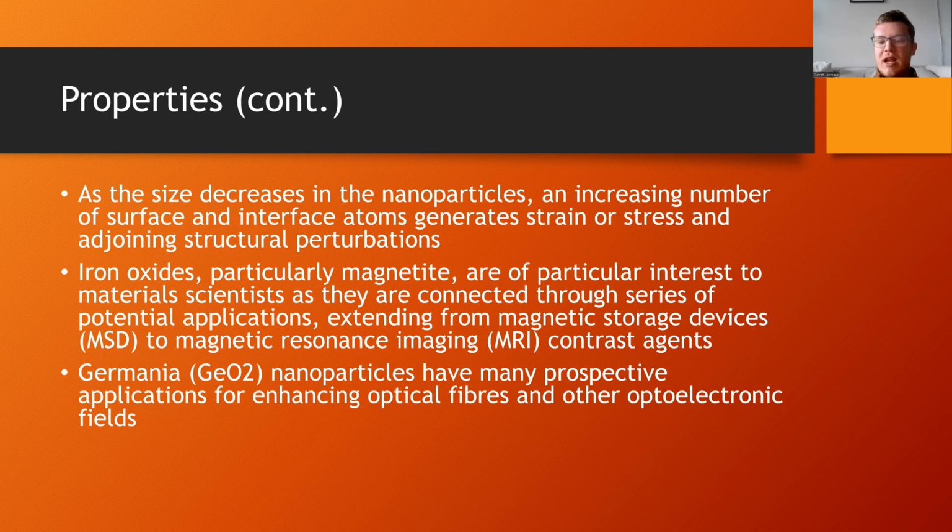Additionally, iron oxides, particularly magnetite, are of particular interest to material scientists as they are connected through a series of potential applications extending from magnetic storage devices, MSD, to magnetic resonance imaging, MRI, contrast agents. MRI contrast agents are used in hospital settings. Lastly, germania, or GeO2 nanoparticles, have many prospective applications for enhancing optical fibers and other optoelectronic fields.